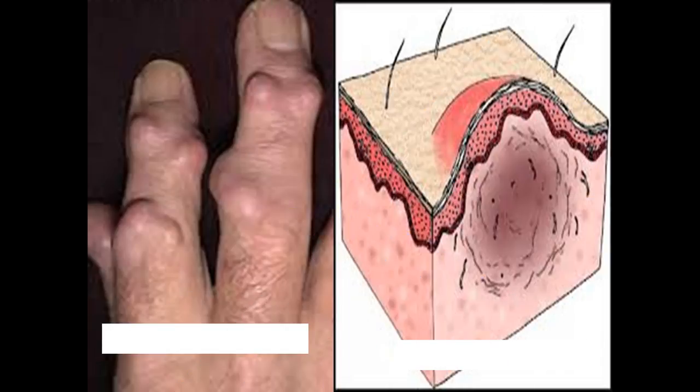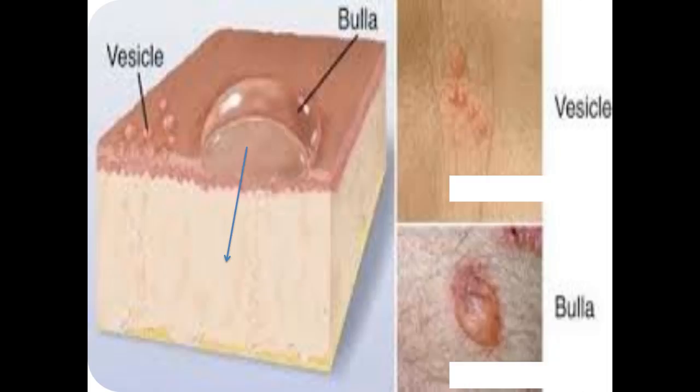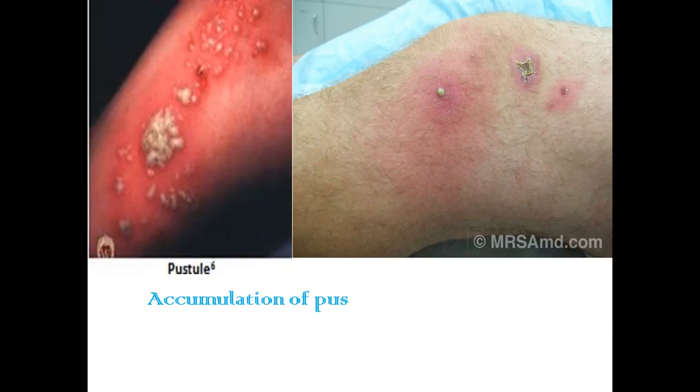We have the nodule. Nodule is a characteristically deep structure. It has a depth, more than 1 centimeter in diameter, and the characteristic example is rheumatoid nodule on fingers. We have the bulla and we have the vesicle. The vesicle is a characteristic accumulation of fluid inside a sac-like structure less than 1 centimeter in diameter, while bulla is a sac-like structure filled with fluid, but it is more than 1 centimeter in diameter.